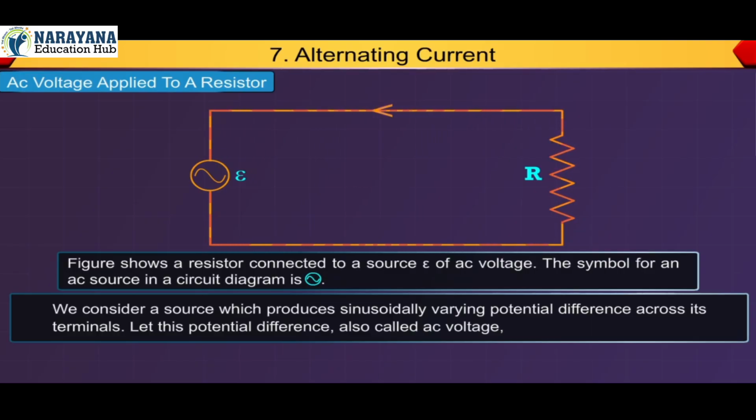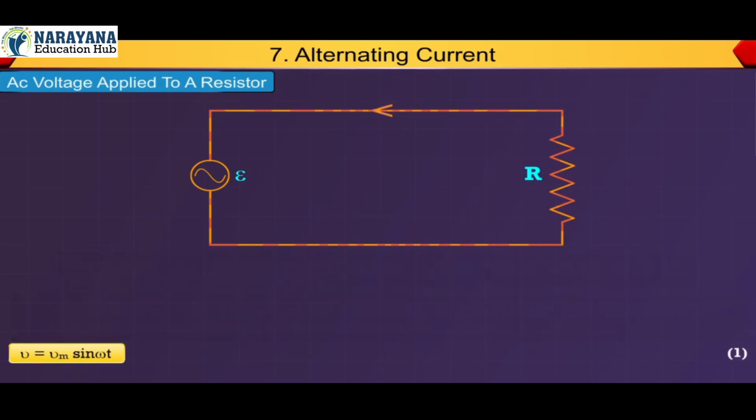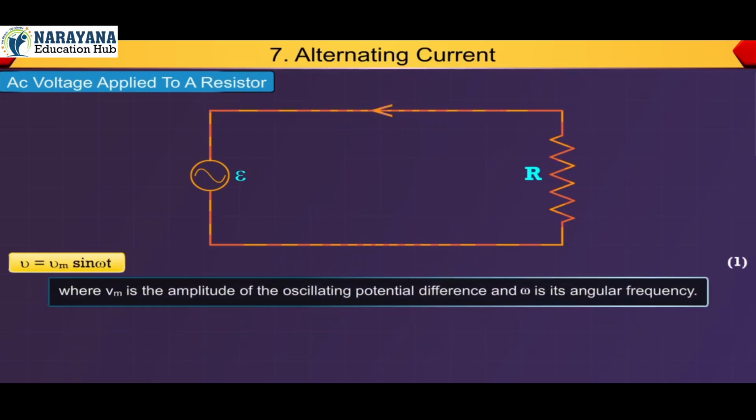Let this potential difference, also called AC voltage, be given by V = Vm sin ωt, equation 1, where Vm is the amplitude of the oscillating potential difference and ω is its angular frequency.